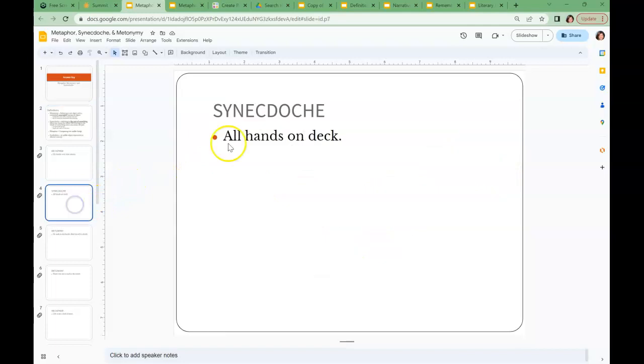Let's go look. All hands on deck. What this really means is people on deck. But when you are running a ship, hands are the most important part of the people. So instead of saying all people on deck, you say all hands on deck, which is part of a person.